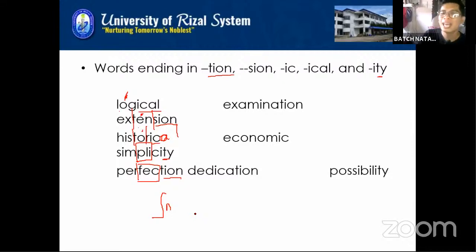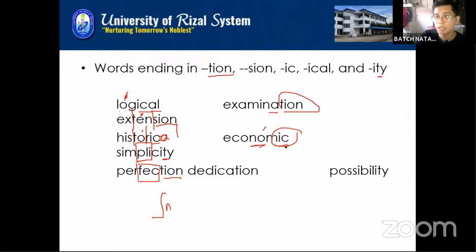Then we have examination. The stress here falls on the syllable nay, since the word ends with shon. So we say examine, examination, examination. And then we have economic. It ends with the suffix ic. So with that, the stress falls on this syllable.